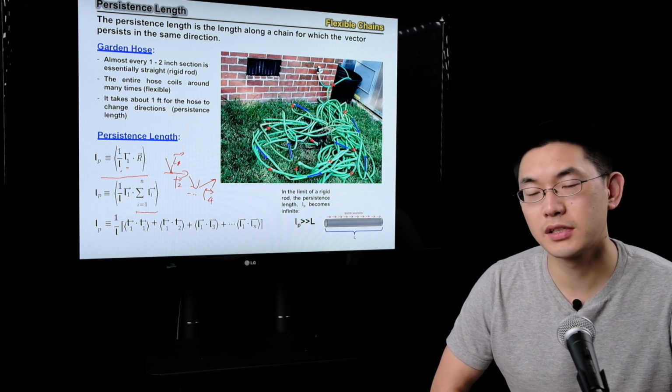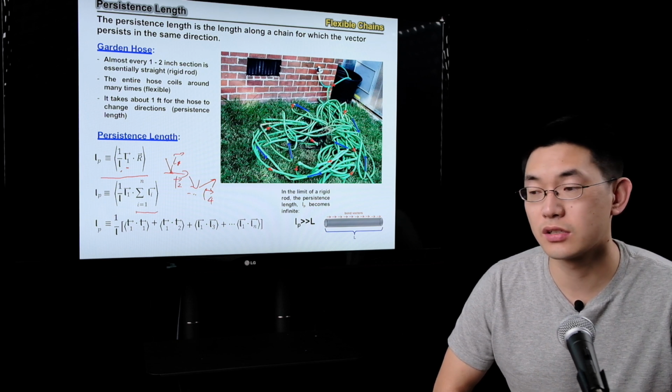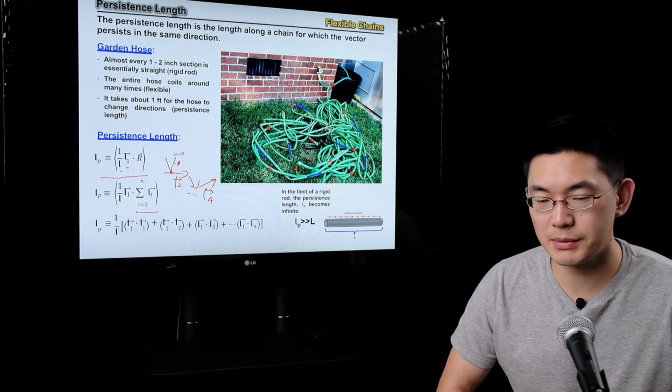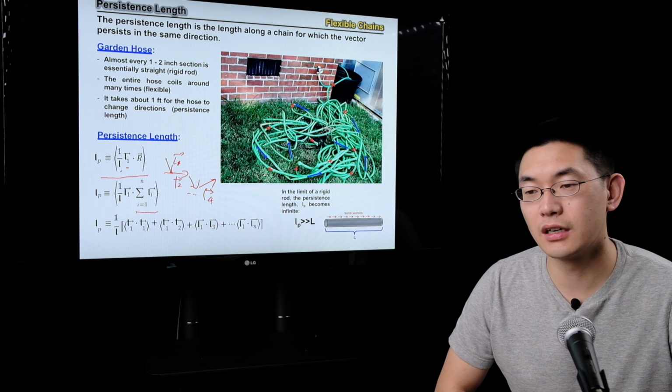You can compare polystyrene with PDMS. Polystyrene has a persistence length shown in the textbook. I don't remember the exact number in my head, but it's about 0.8 or something like that, which is higher than polyethylene or PDMS.